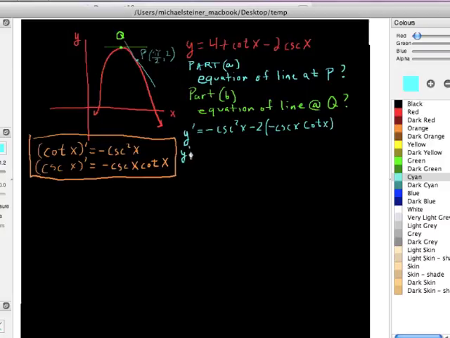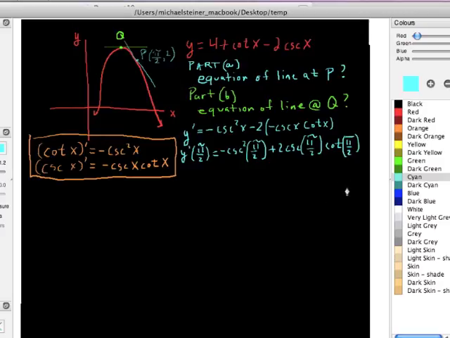And we want to find the derivative at the point, what x value? We want to find it at x equals pi over 2. So we put this in for x: negative cosecant squared of pi over 2 plus 2 cosecant of pi over 2 cotangent of pi over 2.